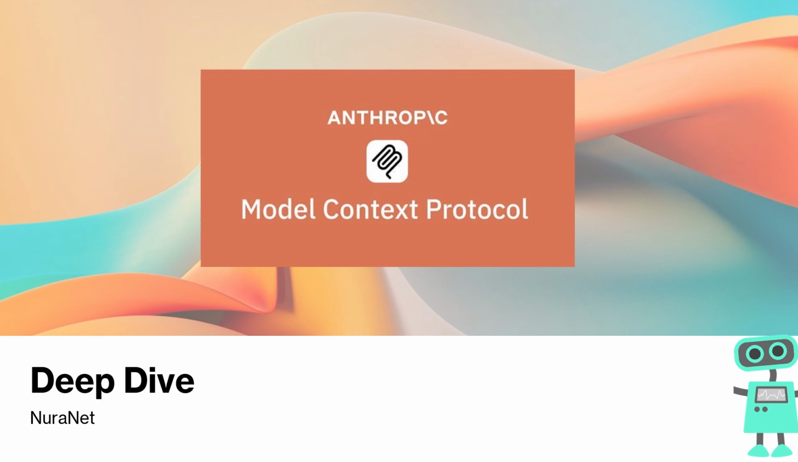Makes sense. Tools for action, resources for information. What's the third pillar? And finally, we have prompts. Prompts? But we already have prompts. These aren't just any prompts. They are explicitly defined as prompt templates. Okay, templates. How does that work?